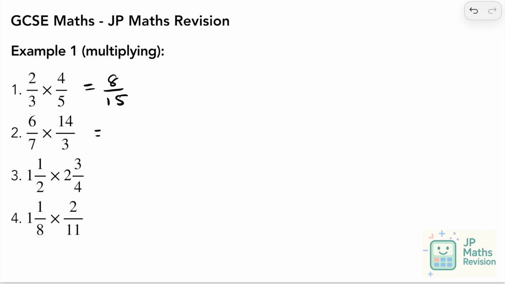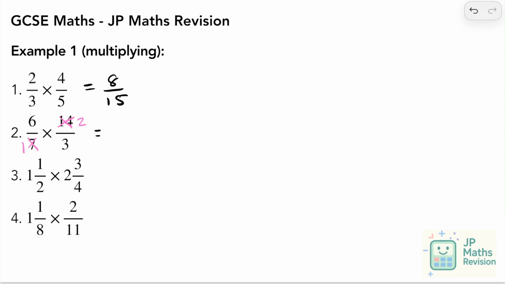So this next one, what we could do is 6 times 14 over 7 times 3 and then simplify the result. There's a bit of a trick here when we're multiplying fractions. If you look at the diagonals and they're factors of each other, we can simplify them straight away. So I know that 7 and 14 both have 7 as a factor. 7 divided by 7 becomes 1, and 14 divided by 7 becomes 2.